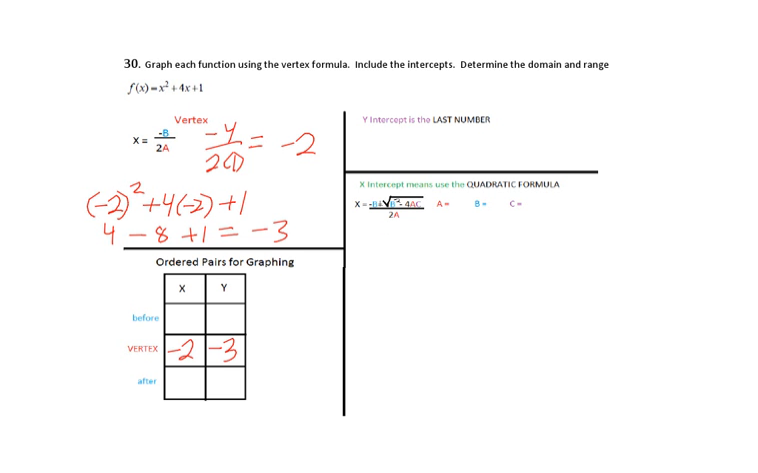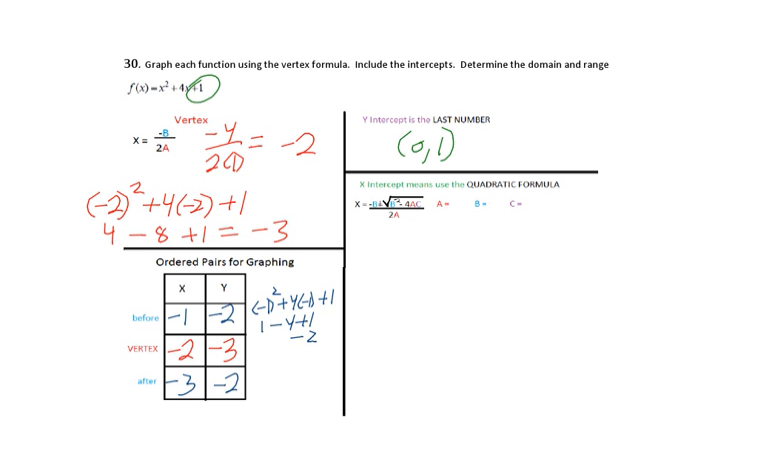So before and after, I like negative 1 and negative 3. And I'll plug in negative 1. So that's going to be 1 minus 4 plus 1, which is negative 2. So that means the after must also be negative 2, because they're always the same, before and after. All right, the last number is 1, so the y-intercept must be 0, 1.